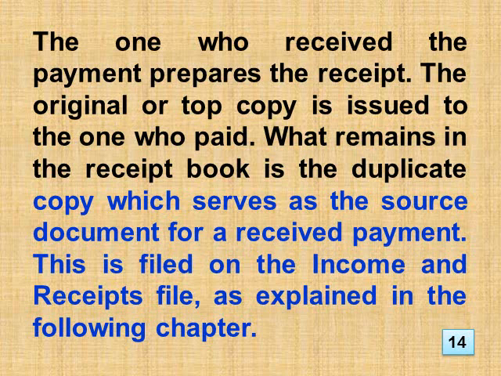The original or top copy is issued to the one who paid. What remains in the receipt book is the duplicate copy, which serves as the source document for received payment. This is filed on the Income and Receipts file, as explained in the following chapter.